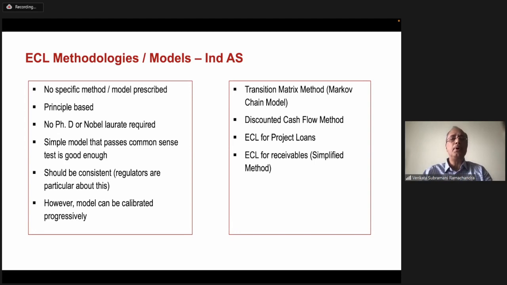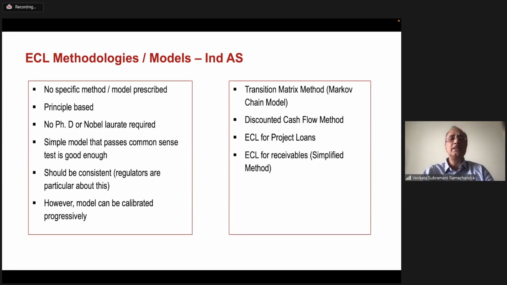All of you are very much aware that IFRS itself is completely principle based, as against its counterpart, US GAAP, which is rule based. But when it comes to ECL, it is completely principle based. There are only indicative things as to how to compute, but there are no rules. Which means that the good news is that you don't have to be a PhD or a Nobel laureate in order to compute ECL.